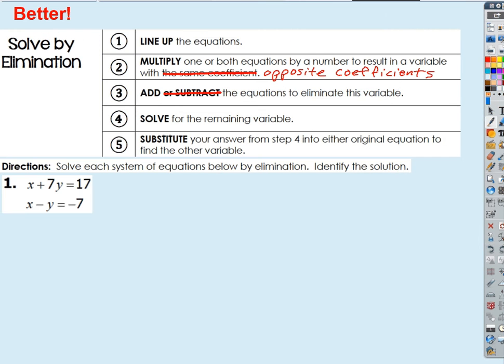This is a better way to do it, I think. I think it's more consistent with things you're going to do later on in linear algebra, like if you do linear algebra in college with bigger systems. This is a better way to think about it. You want to multiply one or both equations by a number to result in a variable with opposite coefficients. Okay? So when we add these things up then, and instead of subtracting, we're always going to add the equations to cancel the variable. Okay?